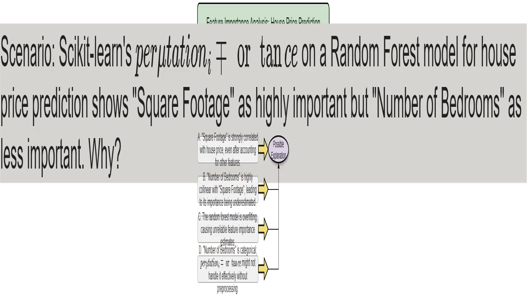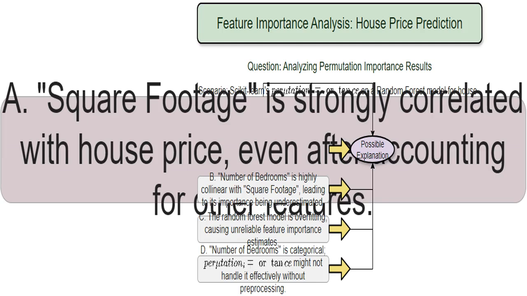I used scikit-learn's permutation_importance to measure the relative importance of features in a model that predicts house prices. My results show that square footage is very important, while number of bedrooms is not. The high importance of square footage might be because it's strongly related to house prices even when I take other features into account. This is a possible explanation for the observed results.